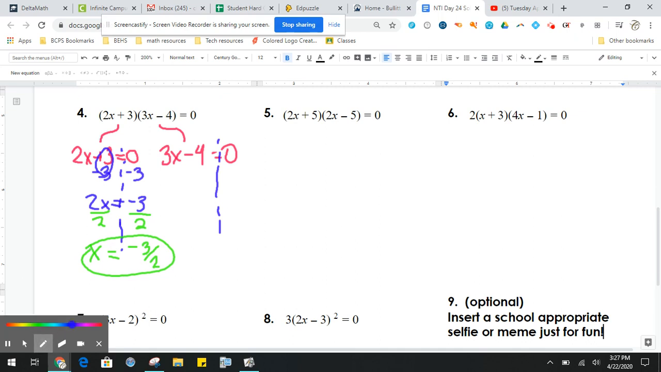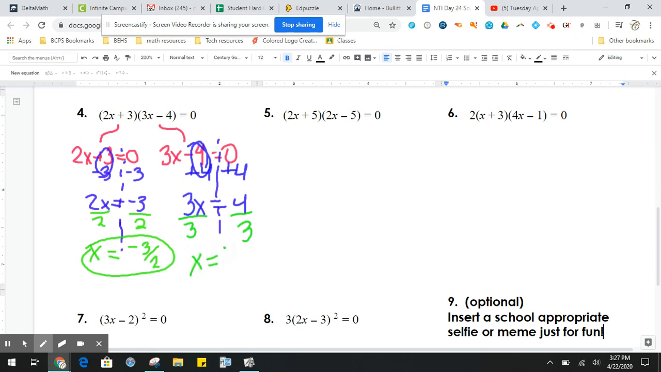The second problem, 3x minus 4, my first inverse operation is to add 4 on both sides. When I do that, I'm going to bring down a 3x equals positive 4. The second inverse operation is to divide by 3, and I get x equals 4/3. X equals 4/3. 4/3 is a simplified fraction.